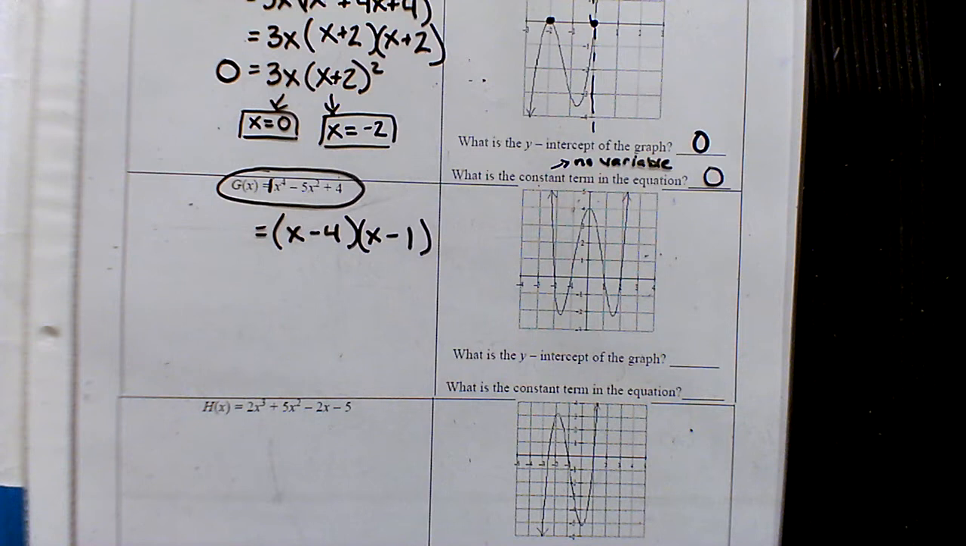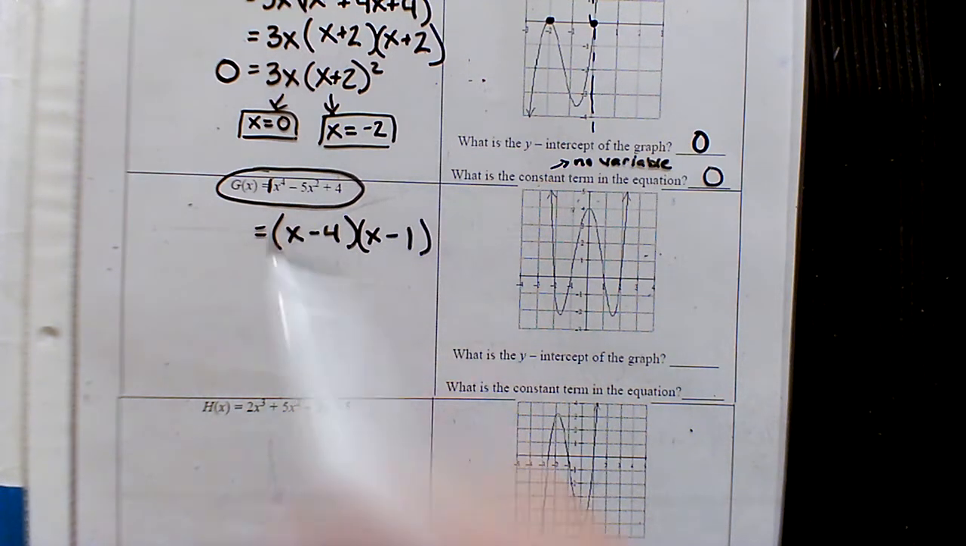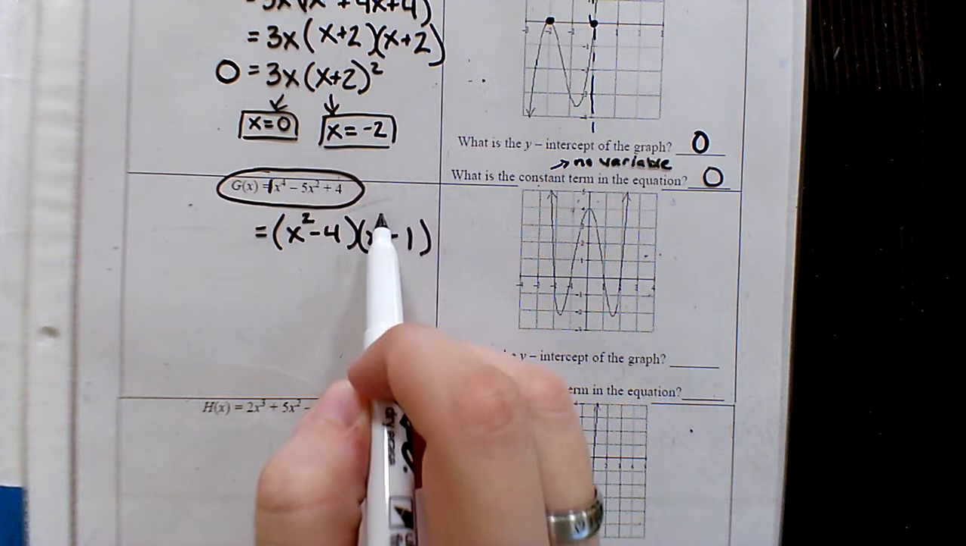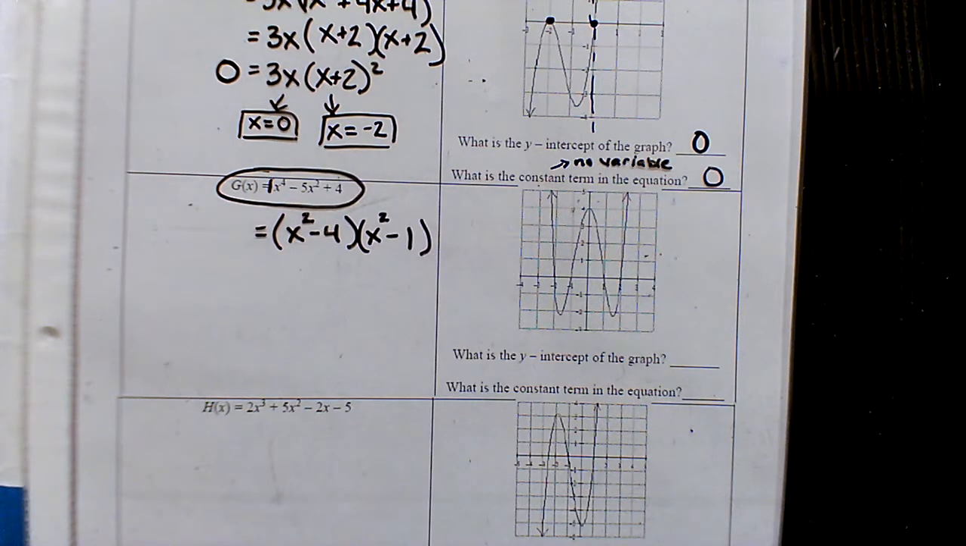Now we have to be careful with this, because notice how the standard form equation we're starting with is an x to the 4th power. Okay, it's quartic. So if we have 4 x's, we need to evenly divide up those 4 x's between the two factors. So each factor would get 2 x's. We can write x squared.